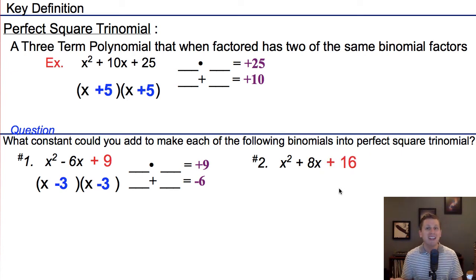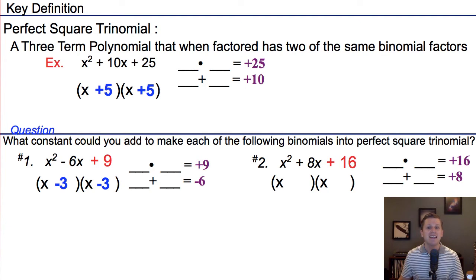In order to check that it is, let's just factor it to make sure that we get the same two binomial factors. Well, because this is a trinomial, we know it factors just like this. And I just have to find two numbers that would multiply to 16 and add to 8. In this case, it's positive 4 and positive 4. So you can see that we did create a perfect square trinomial.